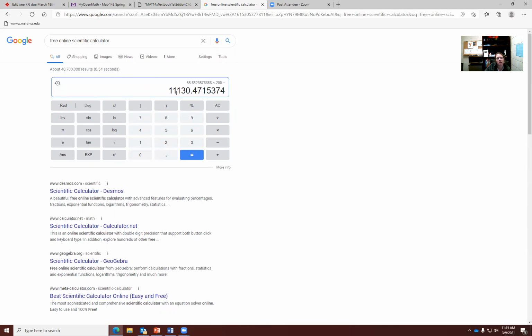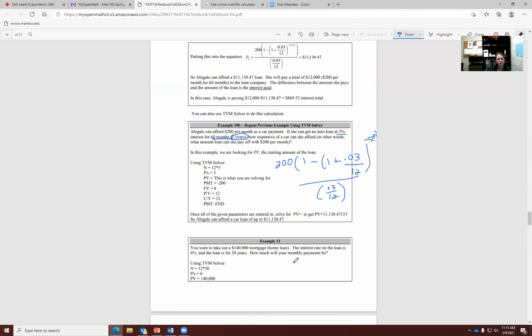And we get 11,130, which is how much the car loan is worth. So they can afford a loan for $11,000. And that would be a $200 per month car payment for 5 years.